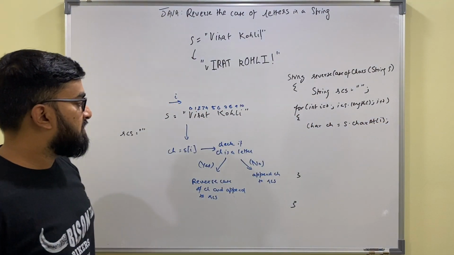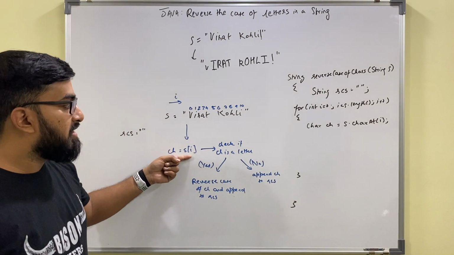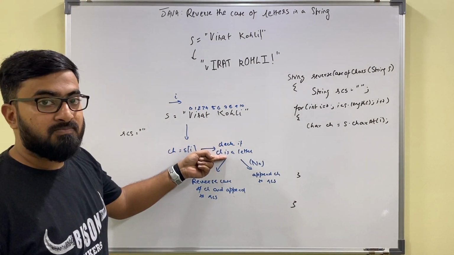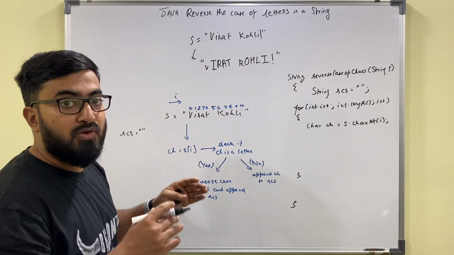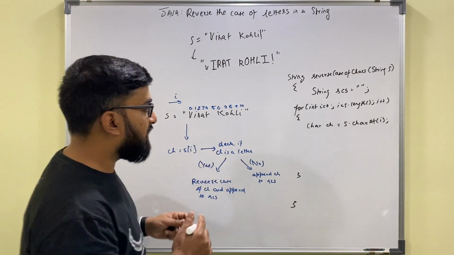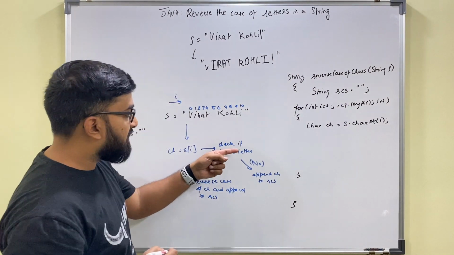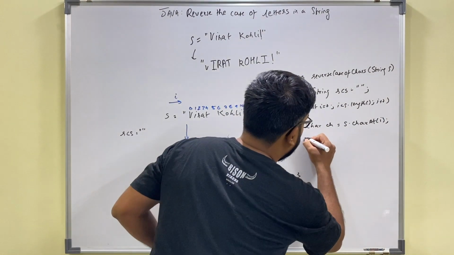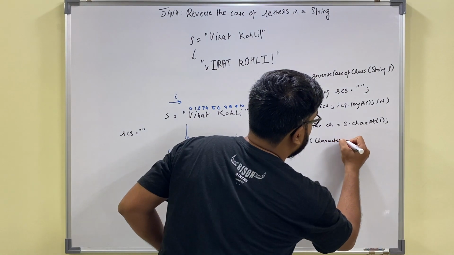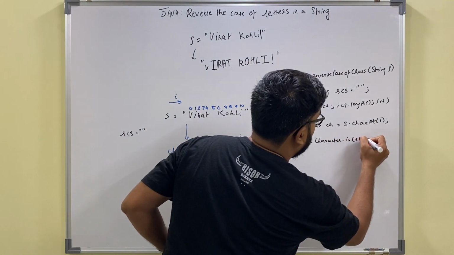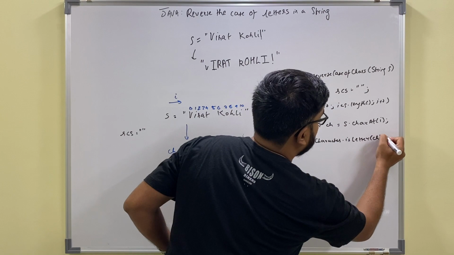Okay, so we are here. Now we need to check if ch is a letter. There are multiple ways in Java programming to check if ch is a letter. I am going to use this static function in the Character class. So basically to check if ch is a letter, I will do if Character.isLetter and I'll pass ch.